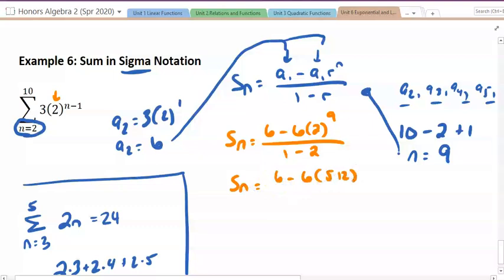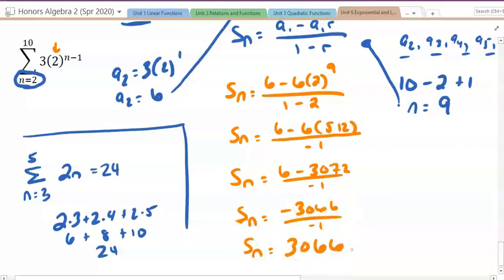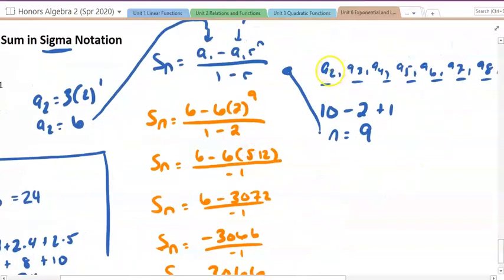because 2 to the 9th is 512, 2 to the 10th is 1024. And some of you still play that 2048 game, which is 2 to the 11th. 1 minus 2 is negative 1. So S sub n is equal to 6 minus 3072 over the negative 1. 6 minus this is going to give us a negative 3066. Divided by the negative 1 means that this will be equal to 3066.